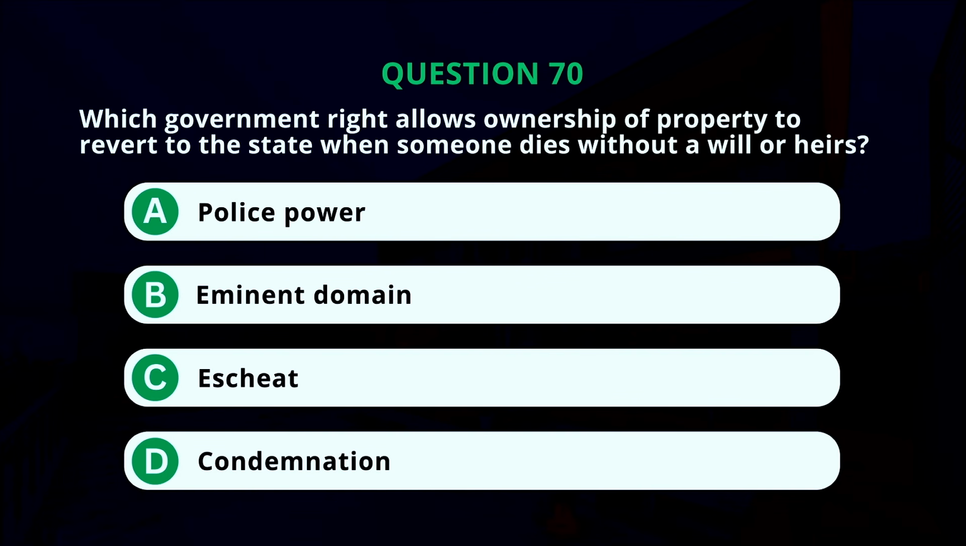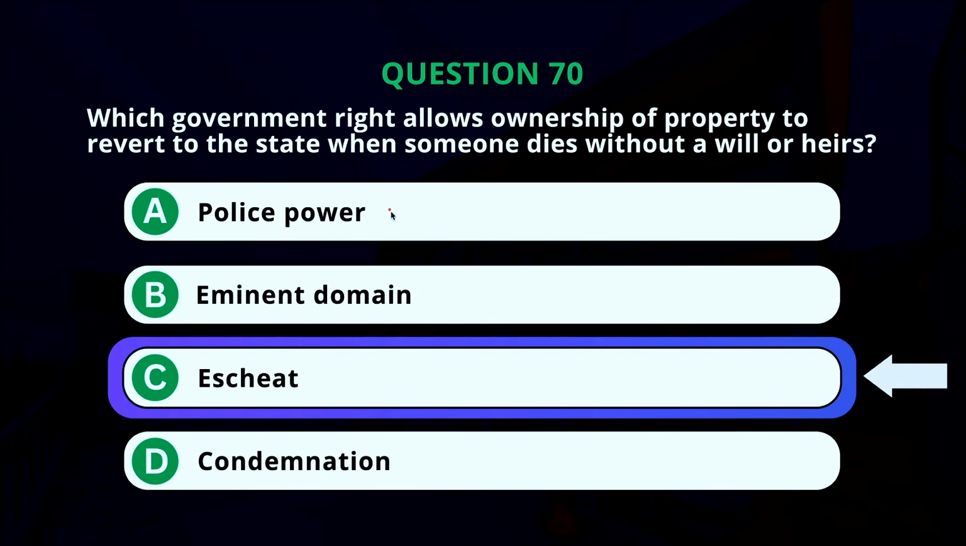Question number 70. Which government right allows ownership of property to revert to the state when someone dies without a will or heirs? Letter A, police power. Letter B, eminent domain. Letter C, escheat. Letter D, condemnation. And the answer? Letter C, escheat. Okay, so all of these are things: policing power, eminent domain, escheat, and condemnation.